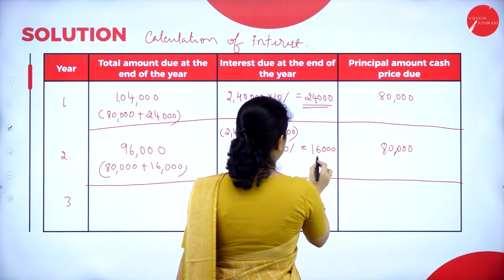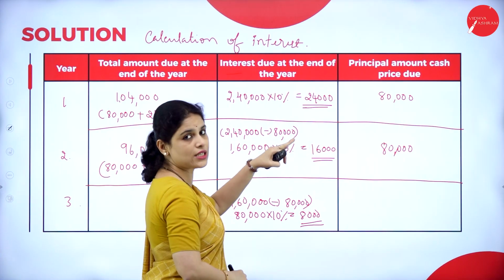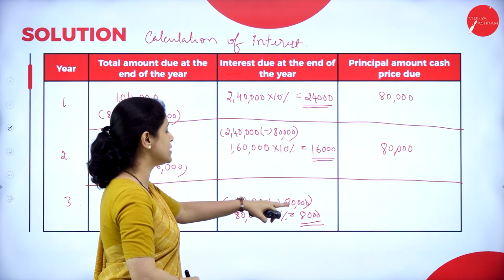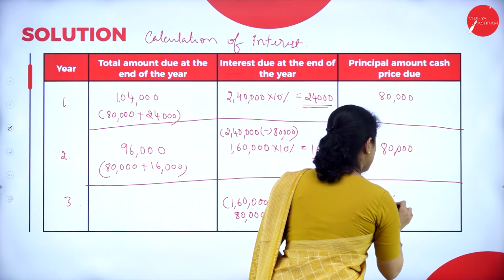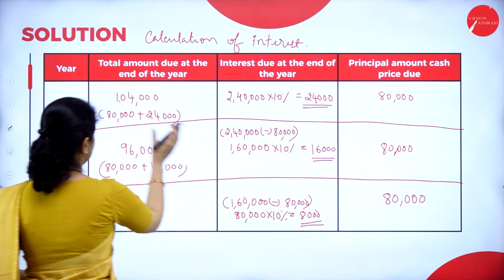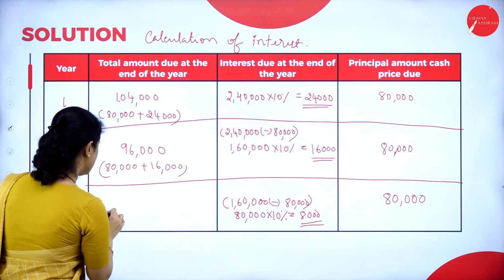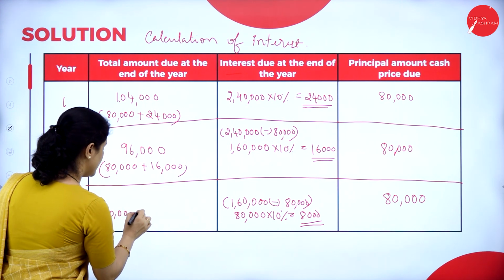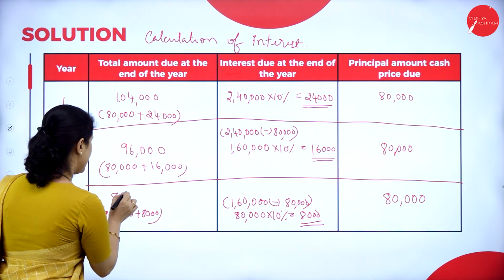They told us to calculate the interest. So the first year's interest is 24,000, the second year's interest is 16,000 and the third year's interest is 8,000. So how much is the last installment? That is also 80,000. How do we calculate the total amount due at the end of the year? 80,000 plus 8,000 interest, that is 88,000.